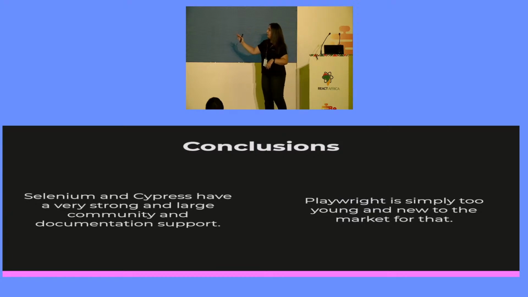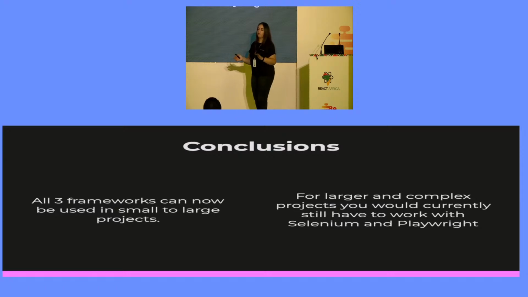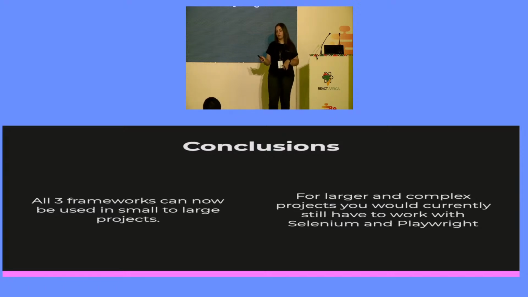Cypress and Selenium have a strong community because they have been there for a long time, so you can find a lot of documentation and examples online. Playwright is just too young, but still you can find a lot of people working with it and promoting this tool a lot. All three of them are fine for small or large projects. But if you have more complex projects, I don't recommend using Cypress because it has some limitations.